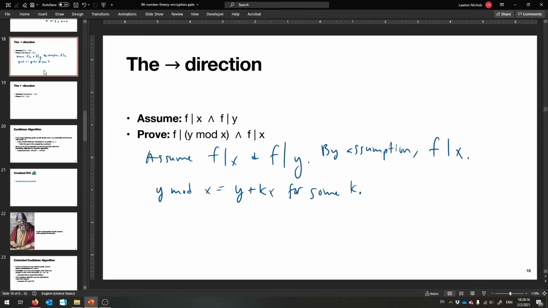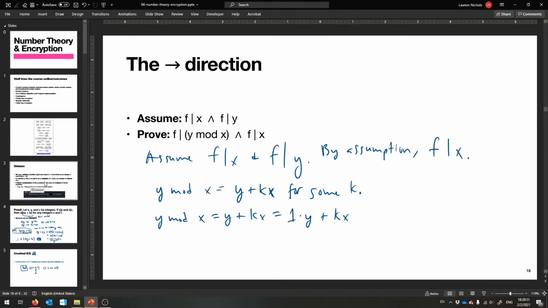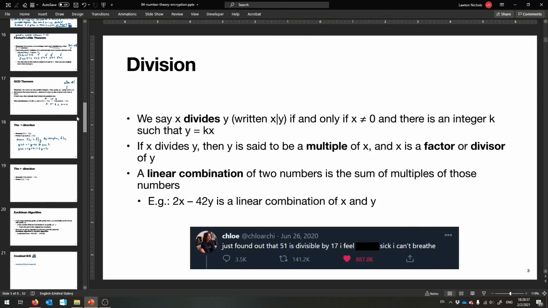Okay, we know this. What is this number right here? Does it look like any of the definitions we know? Well, what if I put it this way? What if I say y mod x equals y plus kx equals 1 times y plus k times x? What is that? What's the definition? That should be coming to your mind. Where is it? Way up here somewhere. Hey, that's a linear combination. That's a linear combination of x and y, isn't it?